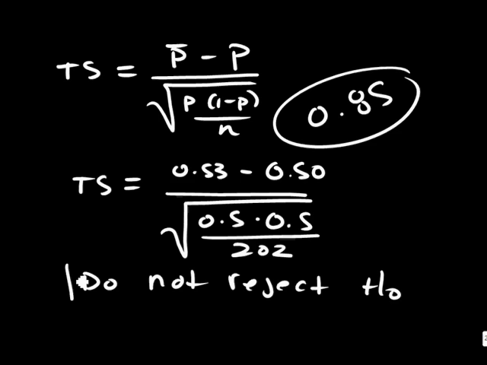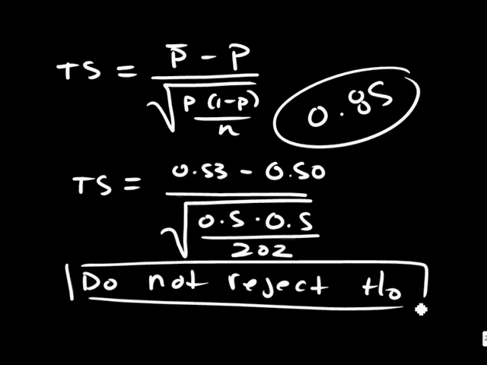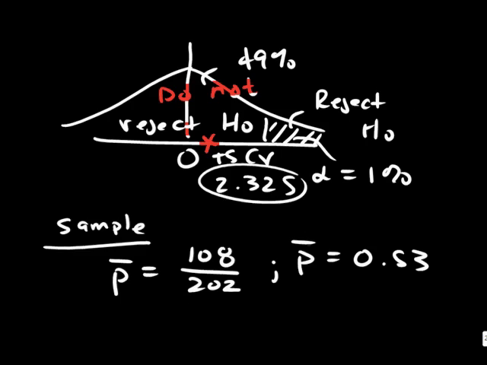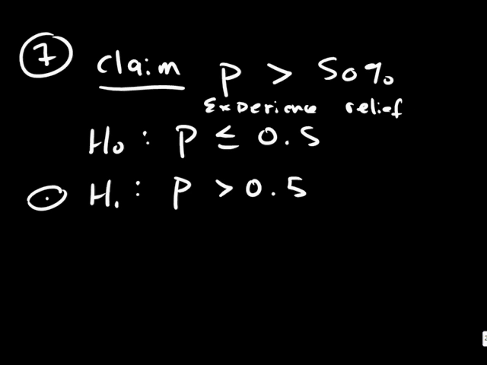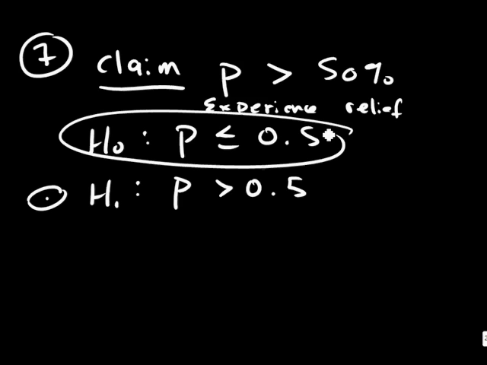Now, not rejecting the null in some sense means accepting the null. The sample information implies that the proportion that experience relief is certainly less than the 50%, less than or equal. What this shows is that the claim is not supported by the sample. The claim being more than 50% experience relief.